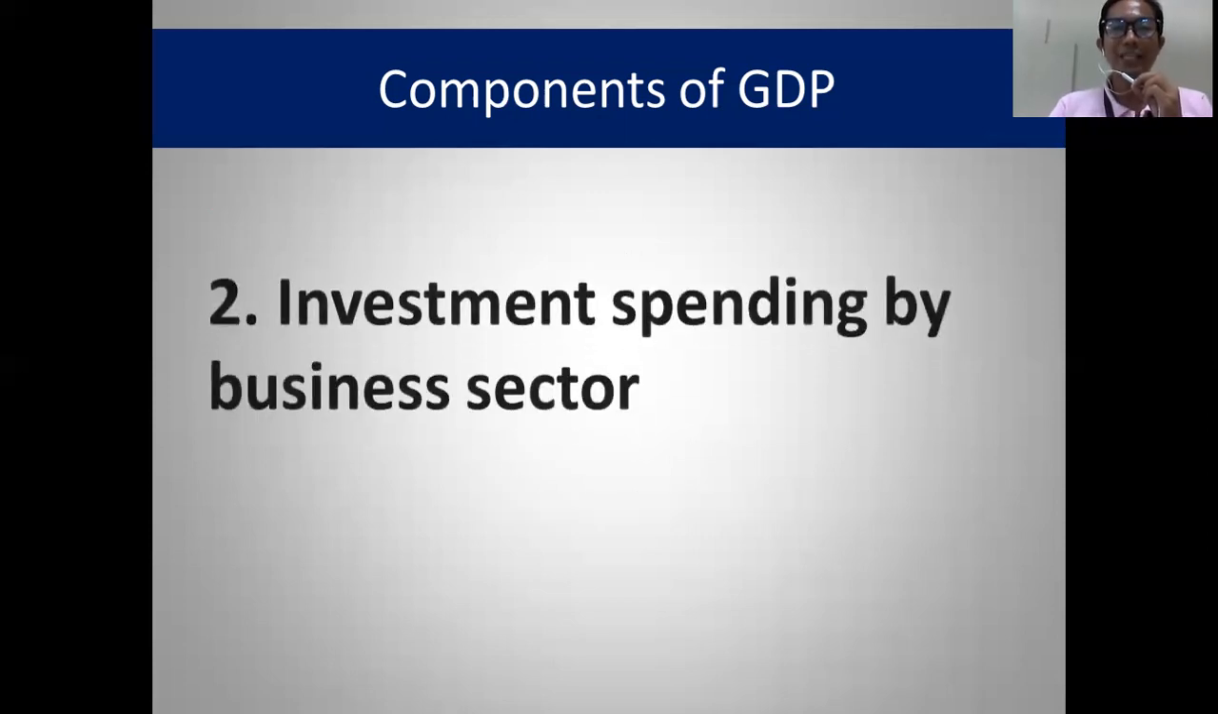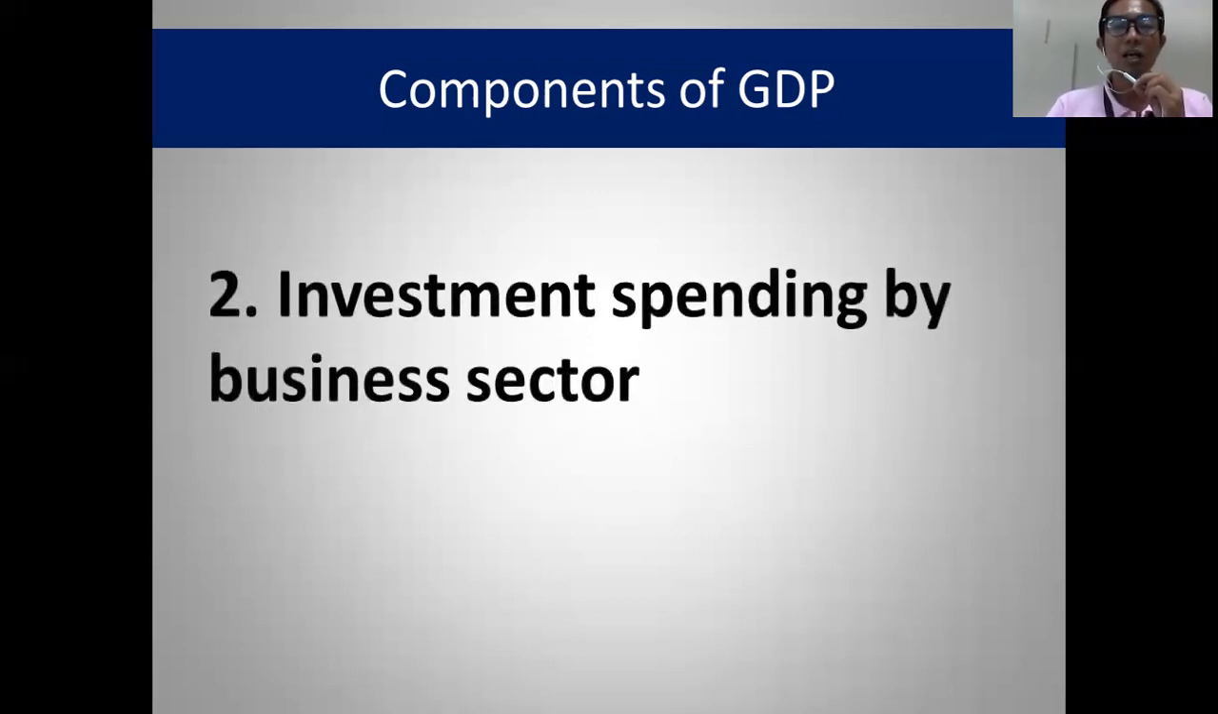The second component of GDP or aggregate demand is the investment spending by the business sector. This refers to the expenditure incurred by the business firms during the time they undergo business expansion.